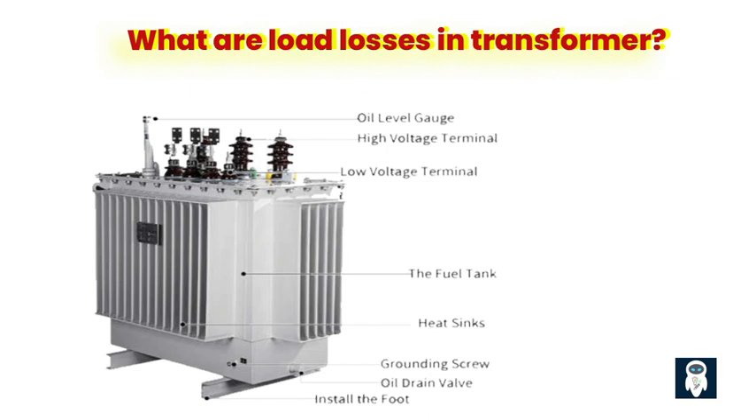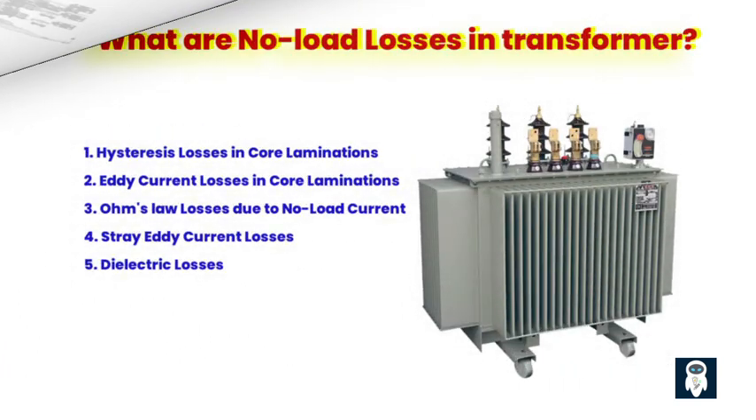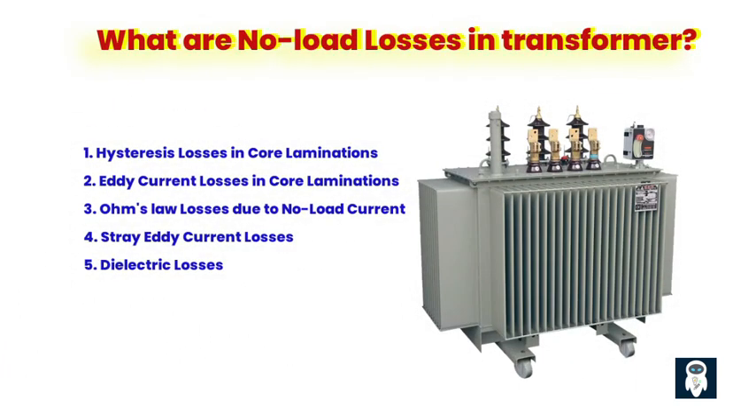Transformer manufacturers strive to design and construct transformers with low-resistance windings and high-quality conductive materials to minimize load losses and enhance overall efficiency. Load losses are an important consideration in transformer design and operation, as they impact the overall efficiency, temperature rise, and power rating of the transformer. By minimizing load losses, the efficiency of power transmission and distribution systems can be improved, leading to energy savings and reduced operational costs. Now let's talk about no-load losses.